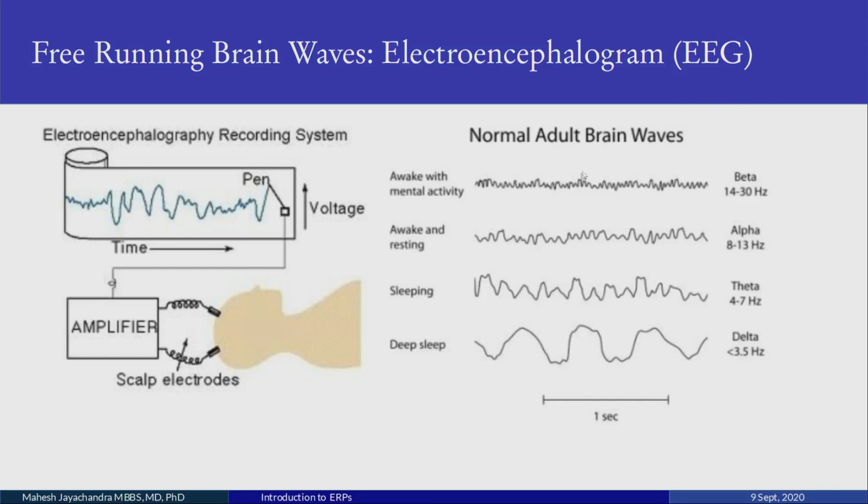Hans Berger showed alpha waves. He was a psychiatrist from the University of Jena in Austria, and he won the Nobel Prize. He was the first to show that electrical activity could be recorded from the scalp. Of course, no one believed him, so it took many years for people to independently replicate it before they believed him.